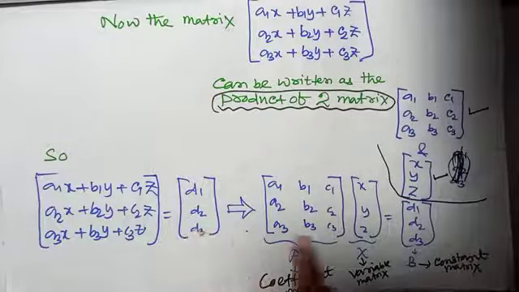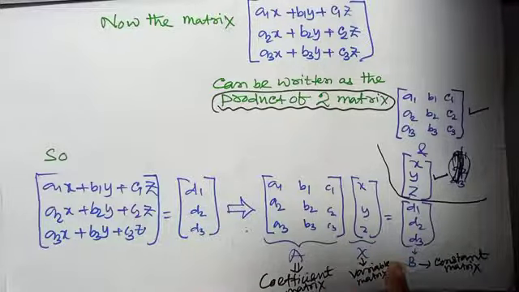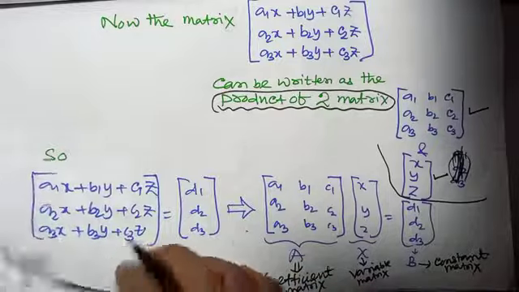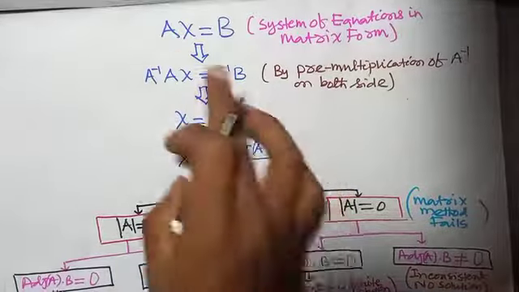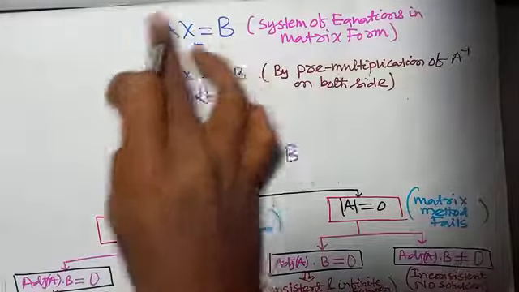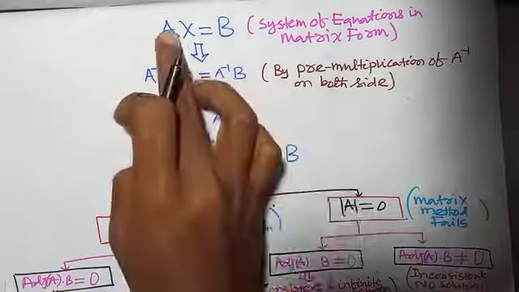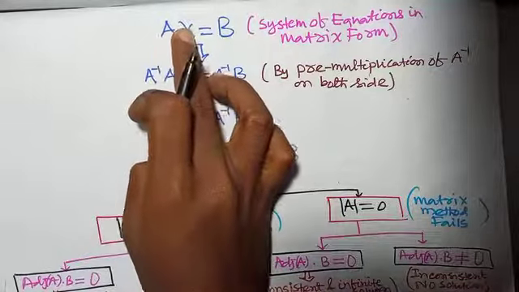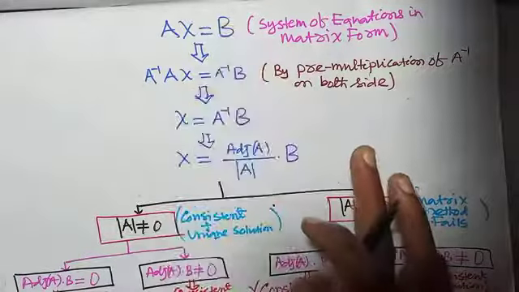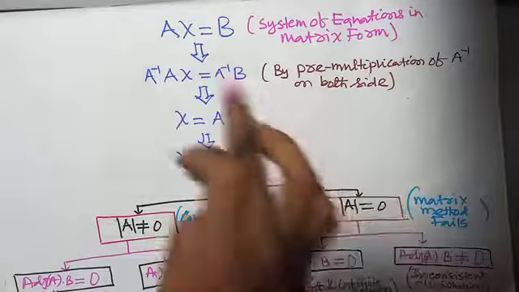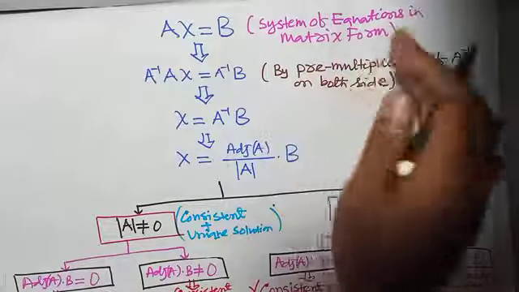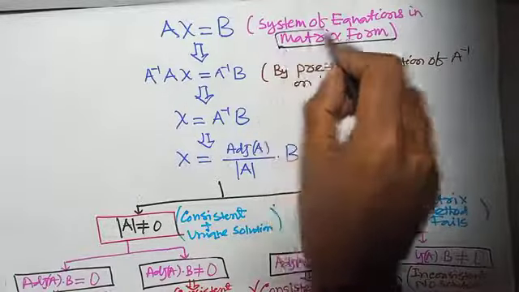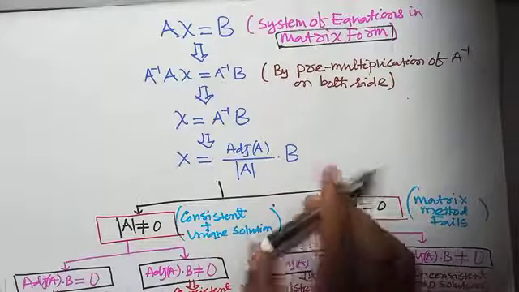So the given system of equations can be written as AX equals B. This is the system of equations in matrix form, where A is the coefficient matrix, X is the variable matrix and B is the constant terms matrix. This is the matrix form of the system of equations.